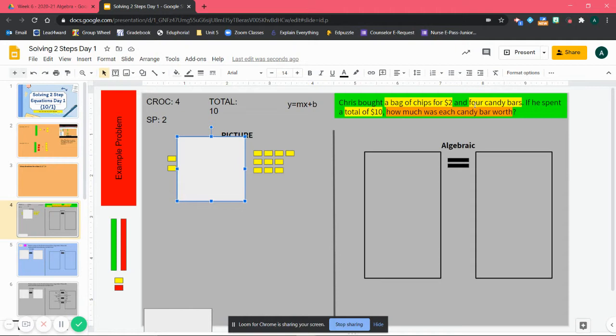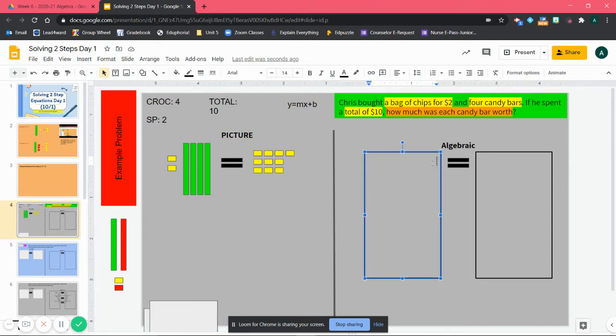Now, I know he spent the rest of his money on the 4 candy bars. The 4 candy bars is the price that I'm going to figure out. And since I don't know that price, if we don't know something, we always use a variable in its place. In this case, our variable is going to be our 4 x's. So when I start here, I'm going to look at my picture. I have 2 positive ones. I have 4 x's, and it's equal to 10 ones.